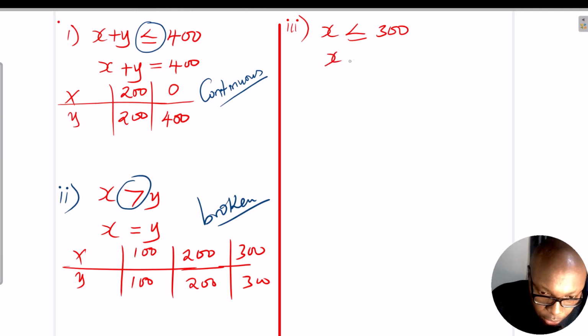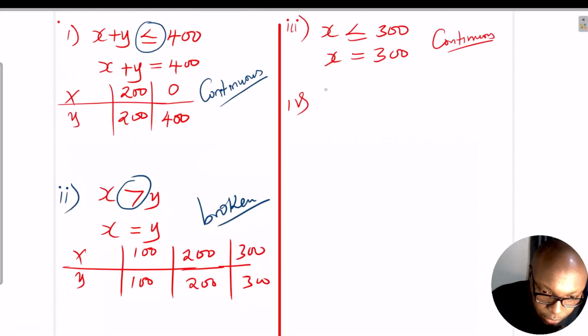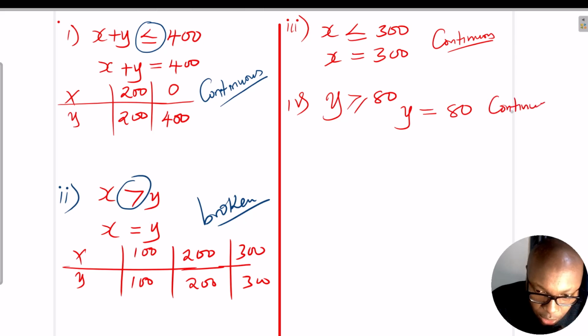So the line you're going to draw is x is equal to 300. This line will be a continuous line. Drawing that line is quite easy. And then the fourth one is y is greater than or equal to 80. The line you're going to draw here is y is equal to 80. Also, this one will be a continuous line.